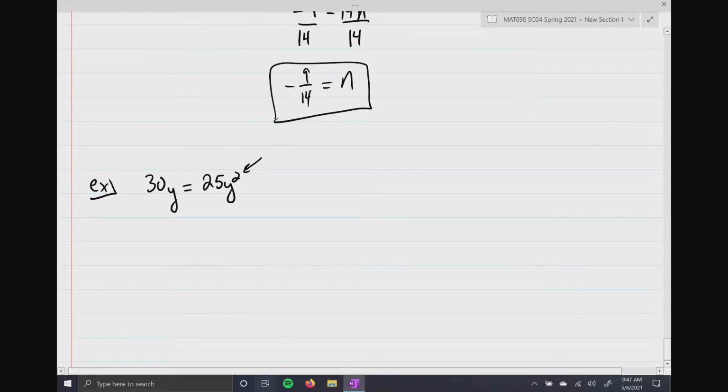So when I'm solving quadratics, what's my first step? I'm sorry, Ramzi, I cut you off. Set the equation equal to 0. I love it. So I'm going to subtract 30y from both sides.